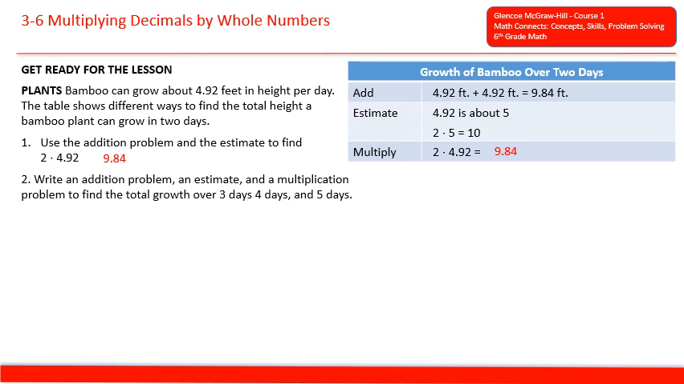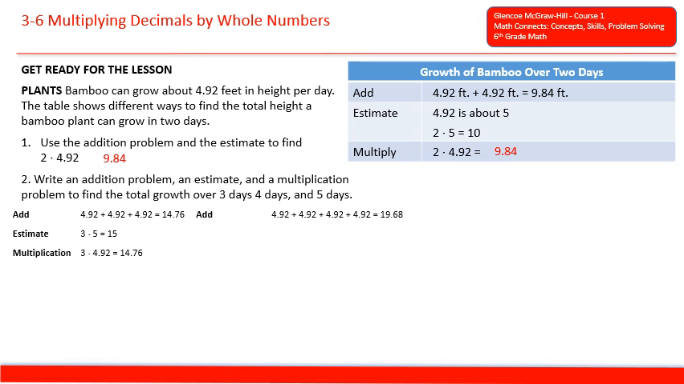So write an addition problem, an estimate, and a multiplication problem to find the total growth over 3, 4, and 5 days. So if we add, we'll have 4.92 plus 4.92 plus 4.92 equals 14.76. And if we estimate, 3 times 5 equals 15. And multiplication, 3 times 4.92 equals 14.76.